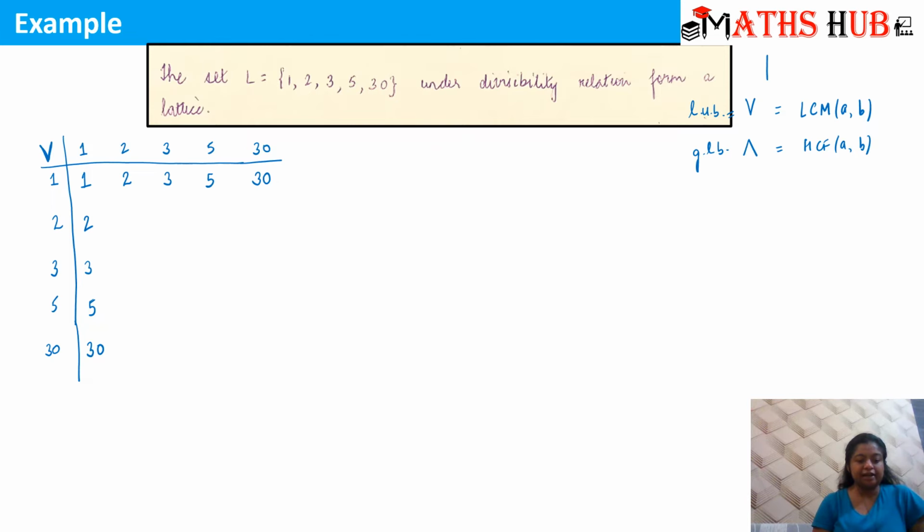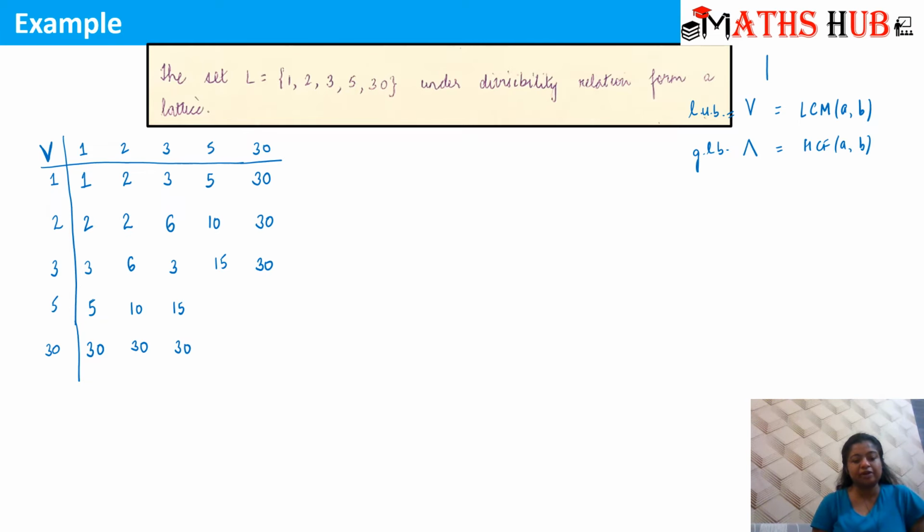Now let's come to the next cell. This cell refers to 2 join 2. So the LCM of 2 join 2 is 2. Next, 2 join 3. The LCM is 6. 2 join 5. The LCM is 10. 2 join 30. The LCM is 30. Right? Let's fill the entries in the second column. 2, 2, 6, 10 and 30. Next, 3 join 3. The LCM is 3. 3 join 5. The LCM is 15. 3 join 30. The LCM is 30. Let's fill up it here. We get 15 and 30 over here.